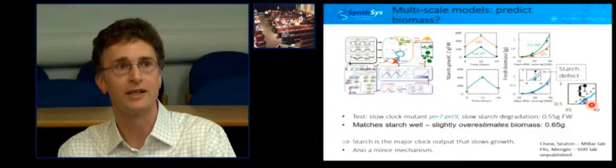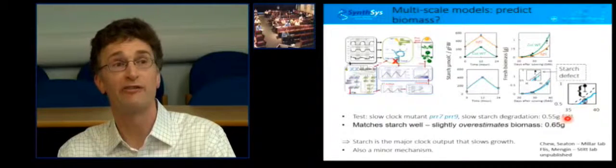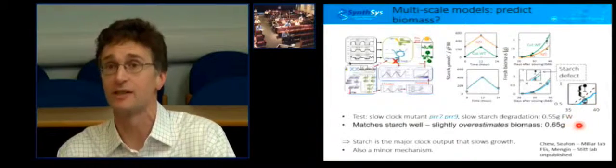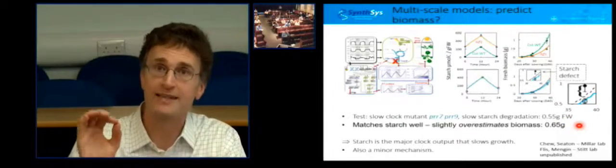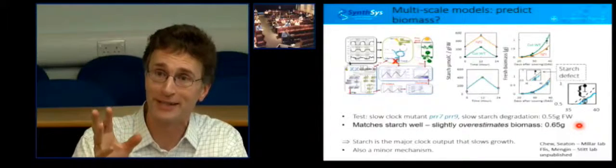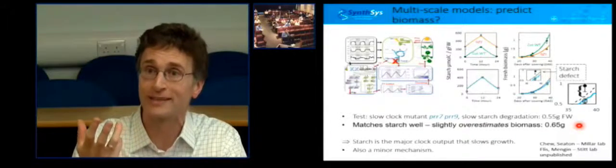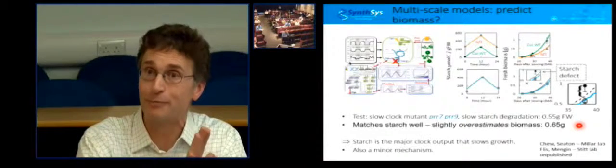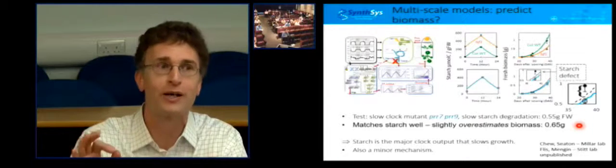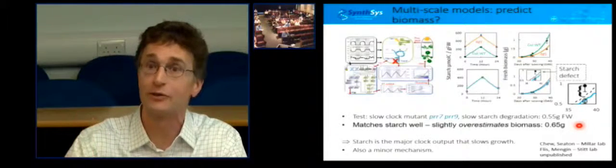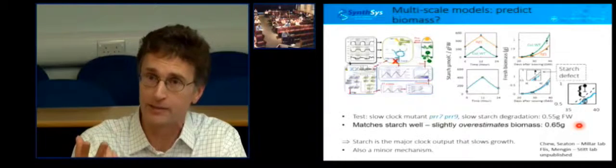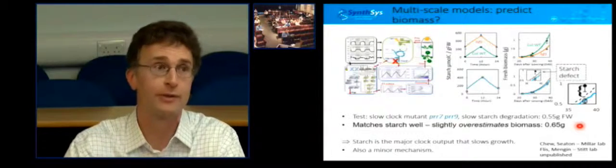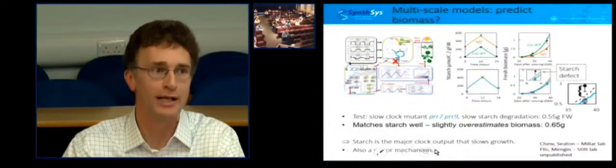The clock mutant plant has a biomass of about 0.55 grams. And our black simulation here is predicting about 0.65. So we can say, therefore, that the starch mechanism is predicted to reduce biomass by nearly as much as we see in biology, but not by quite the full amount. So that argues that starch is the major mechanism through which the clock can regulate biomass growth in Arabidopsis, but that there may also be a minor mechanism.